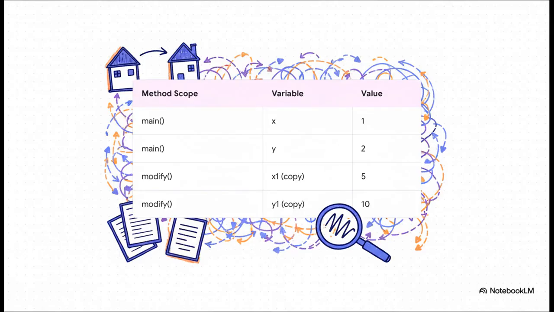The big question is, back in the main method, what are the values of x and y after that method call? This table shows us exactly what's happening under the hood in memory. The original x and y exist on the stack. When we call modify, Java creates brand new variables x1 and y1 in a new part of the stack and just copies the values over. The changes to 5 and 10 happen to these copies, not the originals.